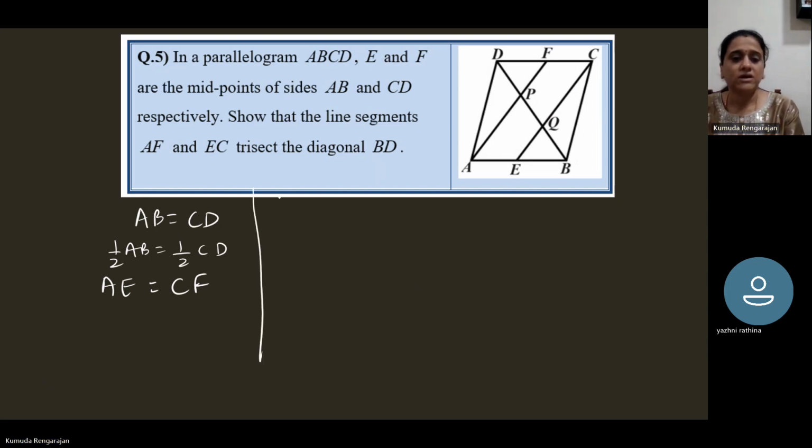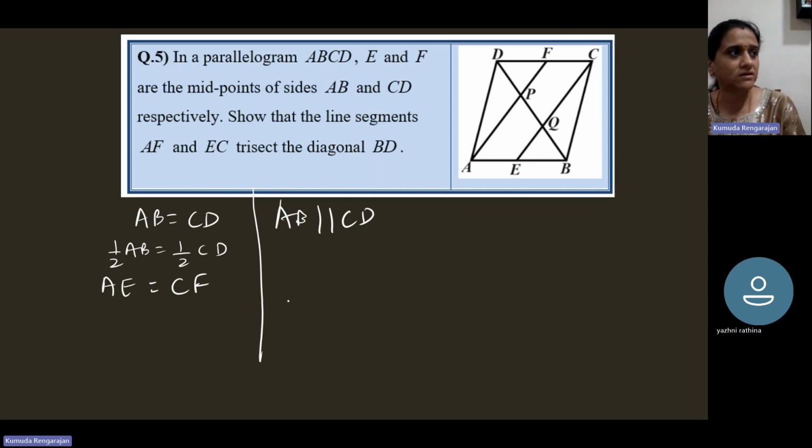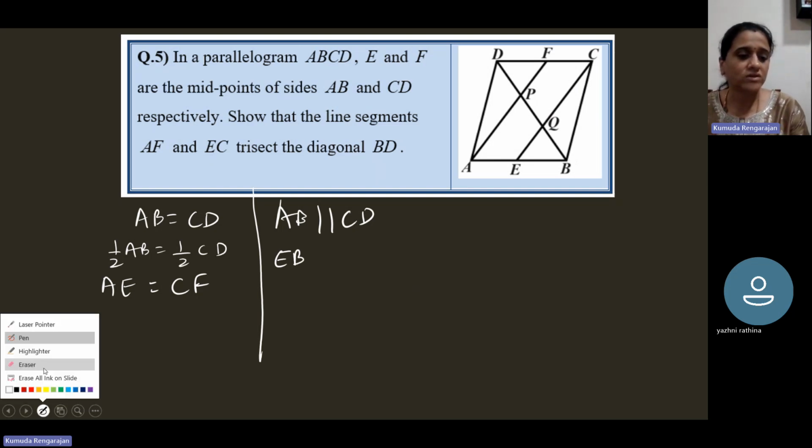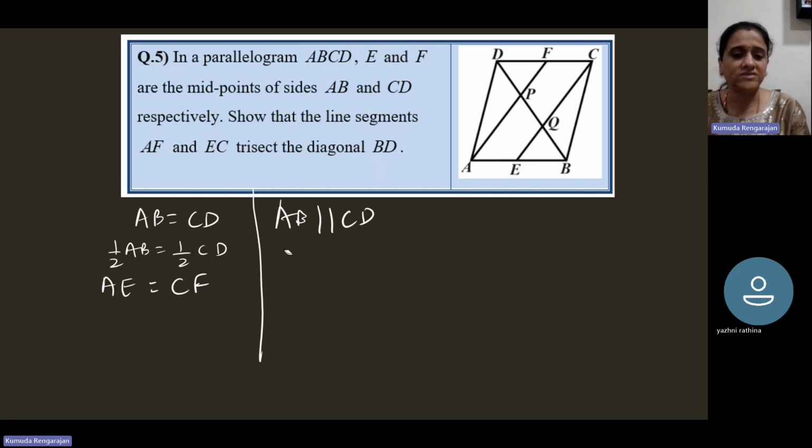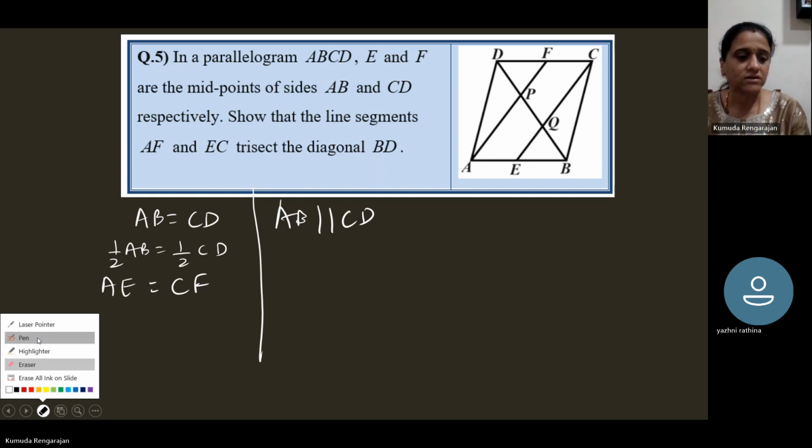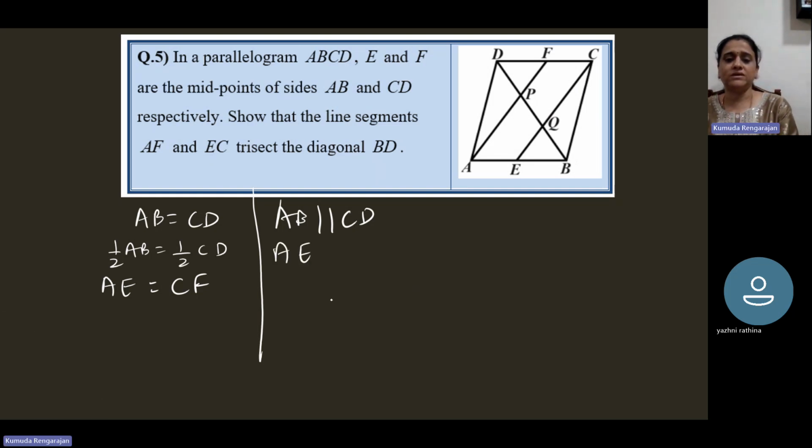Now, AB is parallel to CD. Why? Because ABCD is a parallelogram. Opposite sides are parallel. Now, what is AE? It's a part of AB. And what about CF? CF is a part of CD. So if AB is parallel to CD, then any part of AB will be parallel to any part of CD.